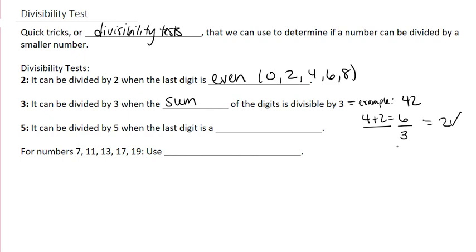5, it can be divided by 5 when the last digit is a 0 or 5. And then for the numbers 7, 11, 13, 17, 19, we're going to use long division. So let's go over a few examples.